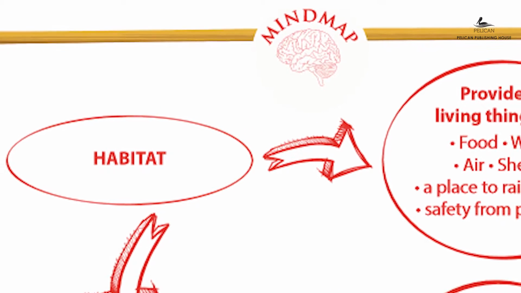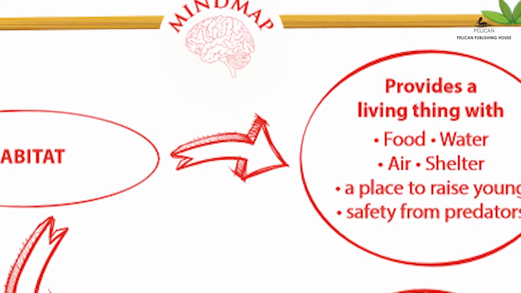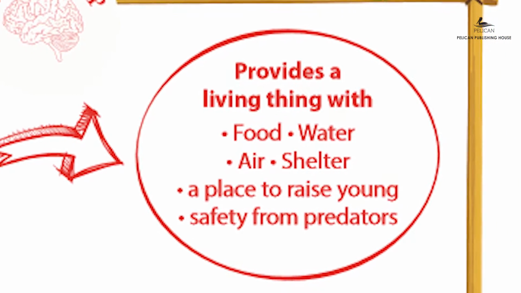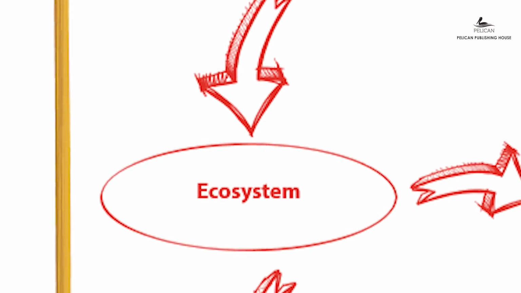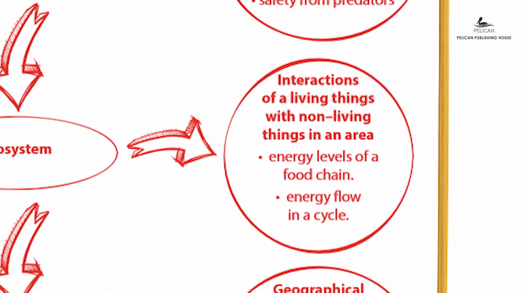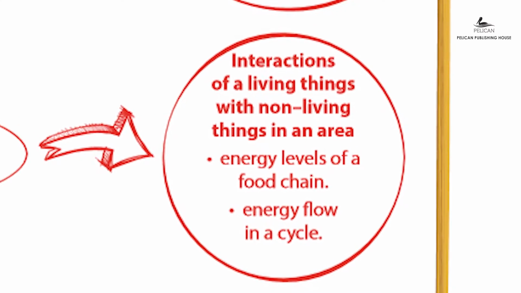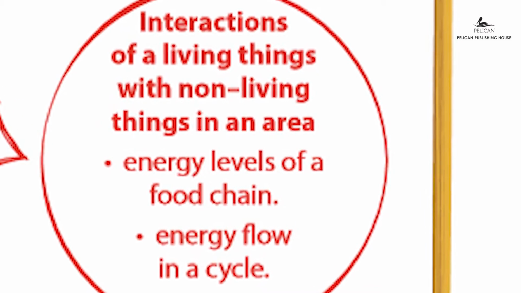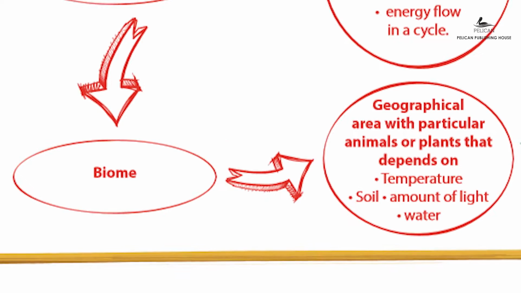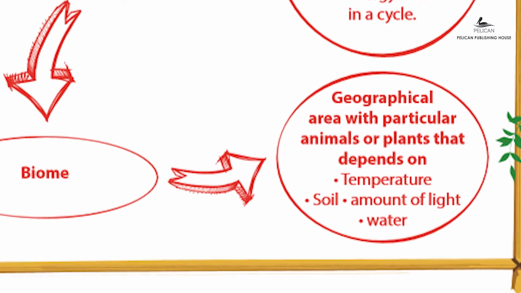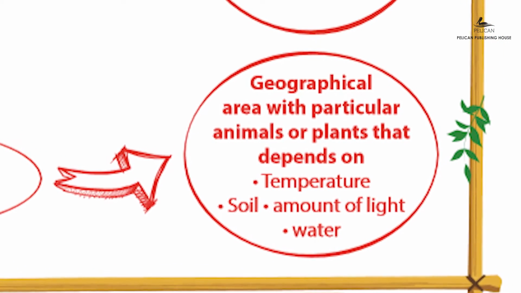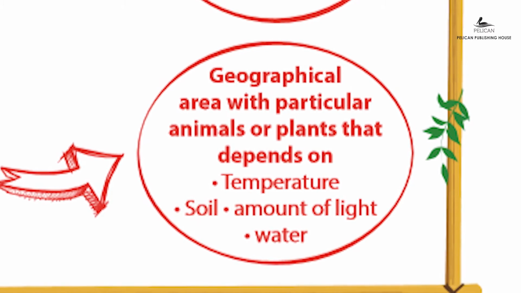Here is the mind map of the chapter. A habitat provides a living thing with food, water, air, shelter, a place to raise young, and safety from predators. A habitat is part of an ecosystem, which consists of interactions of a living thing with non-living things in an area. Energy levels of a food chain and also energy flow in a cycle. An ecosystem is part of a biome, which is a geographical area with particular animals or plants that depends on temperature, soil, amount of light, and amount of water.